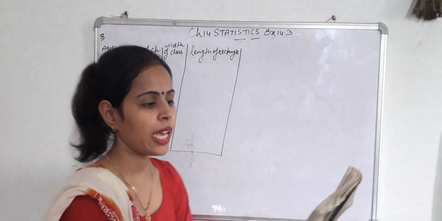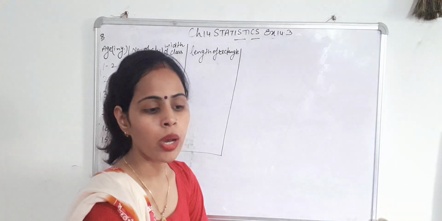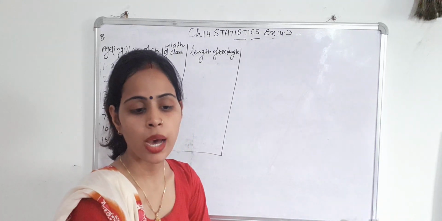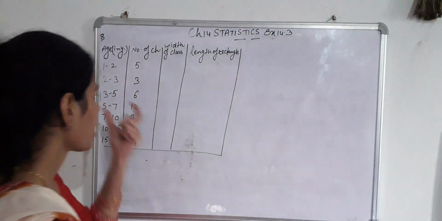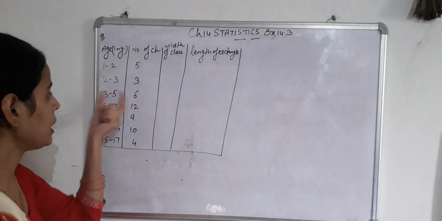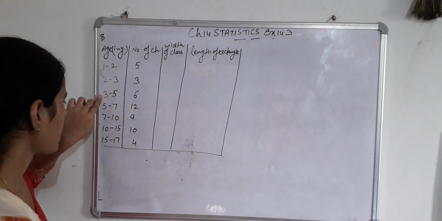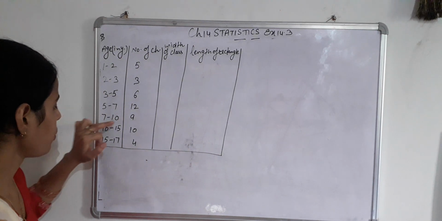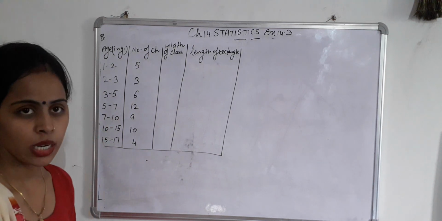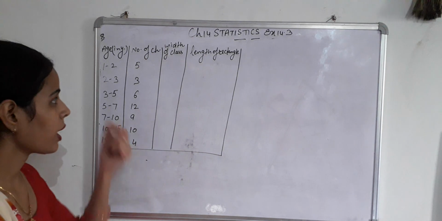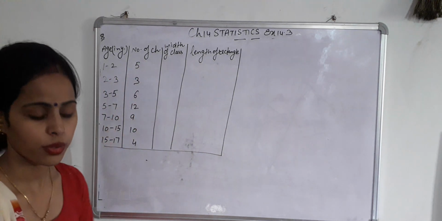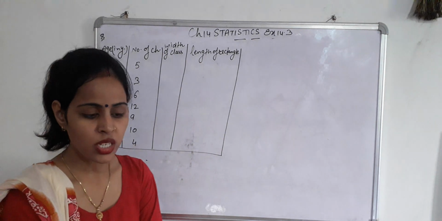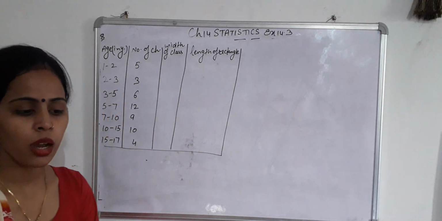Question number 8: a random survey of the number of children of various age groups playing in the park was found as follows. Ages in years are given as 1 to 2, 2 to 3, 3 to 5, 5 to 7, 7 to 10, 10 to 15, 15 to 17, and the number of children are 5, 3, 6, 12, 9, 10 and 4. Draw the histogram to represent the data above.